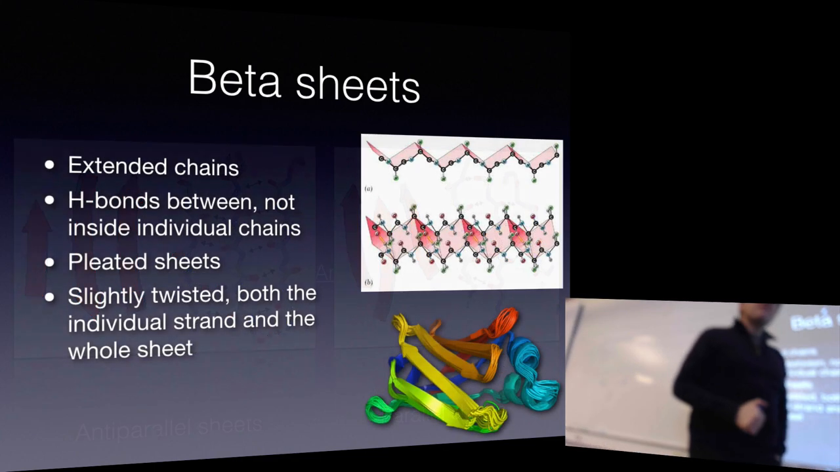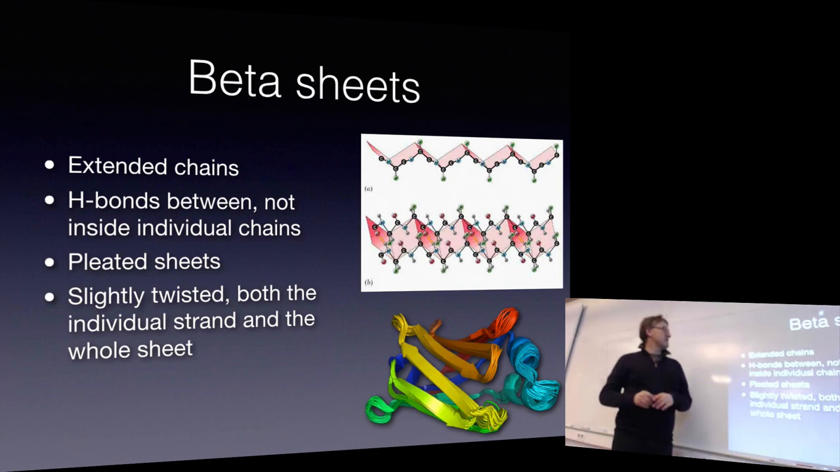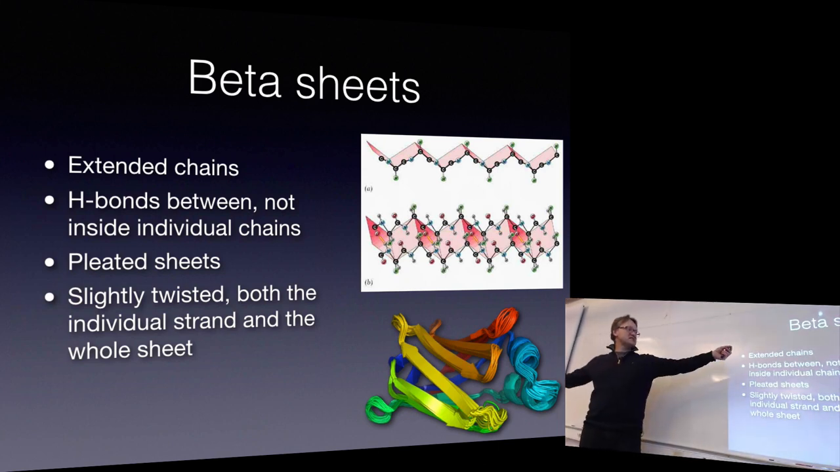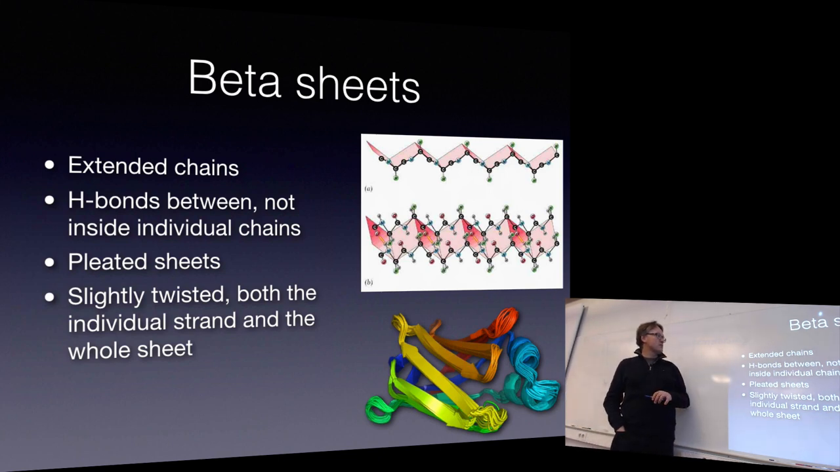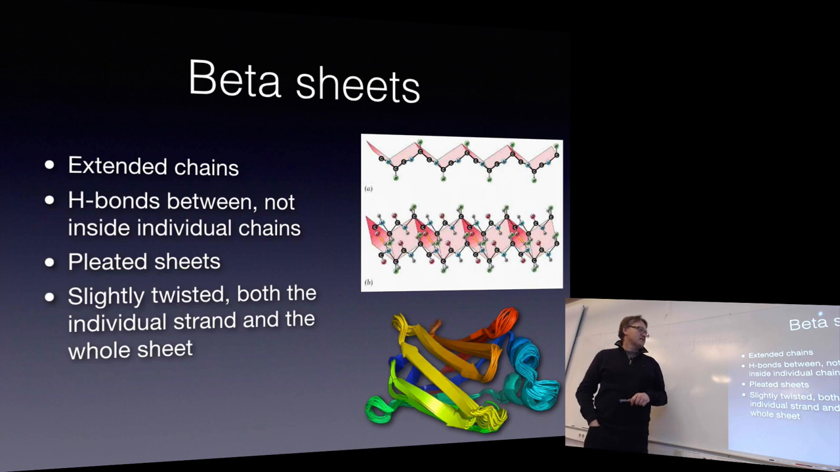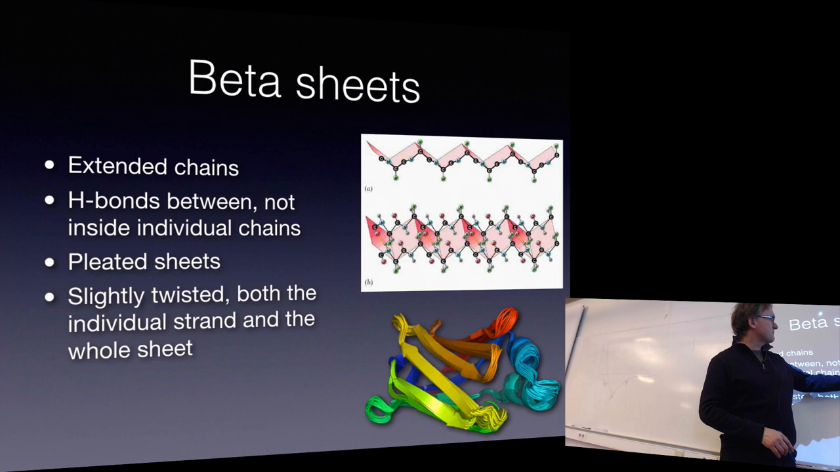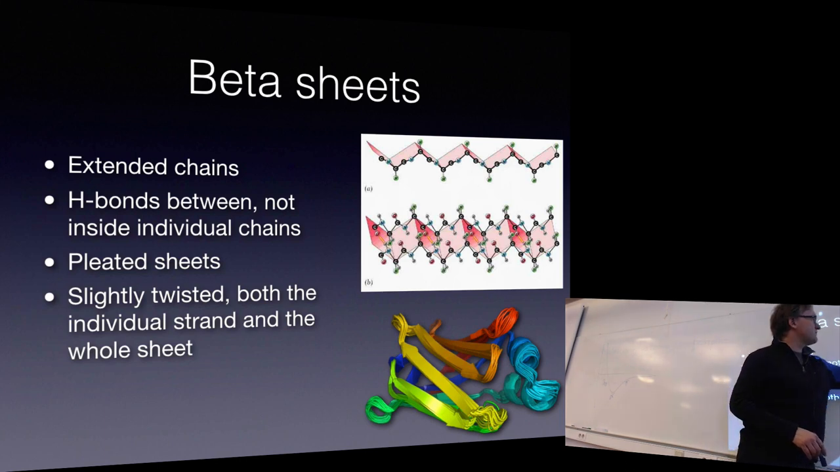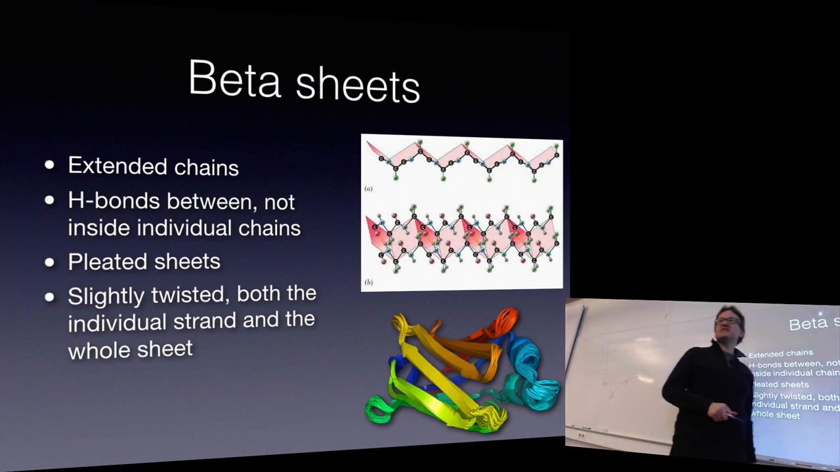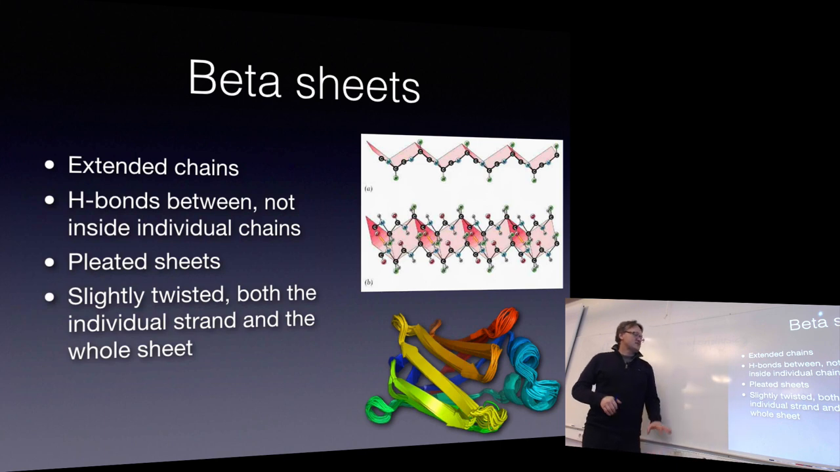Beta sheets have some very, very nice properties compared to alpha helices. First, they're long extended chains, so it's a fairly simple structure. As I mentioned, the hydrogen bonds are formed between chains, never within an individual chain. This leads to these pleated sheets, which are basically twisted down, up, down, up, down, up, down, up. That's the pleatedness. And it actually turns out that it's going to be just so slightly twisted.